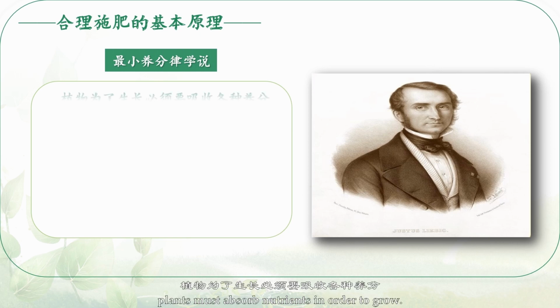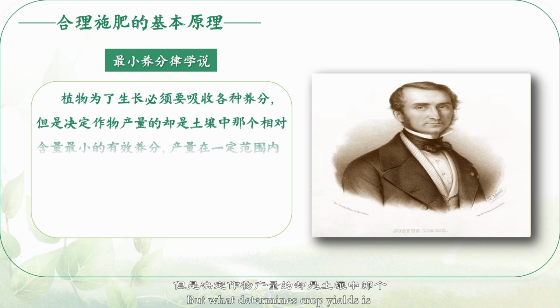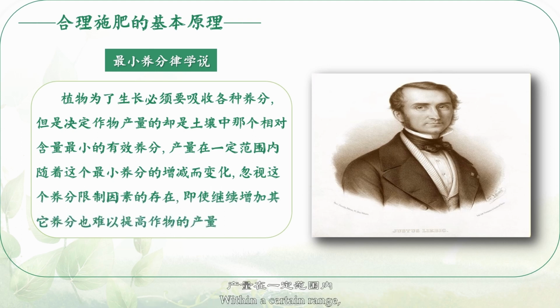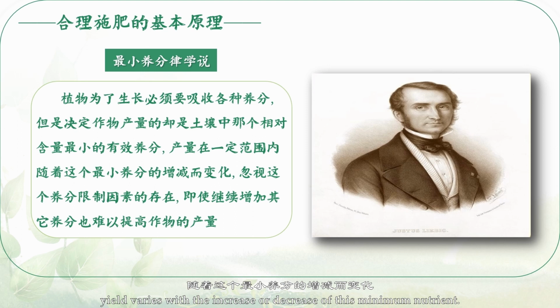Minimum nutrient law states plants must absorb nutrients in order to grow, but what determines crop yields is the smallest relative amount of available nutrients in the soil. Within a certain range, yield varies with the increase or decrease of this minimum nutrient. If this nutrient limitation is ignored, it will be difficult to increase crop yield, even by increasing other nutrients.